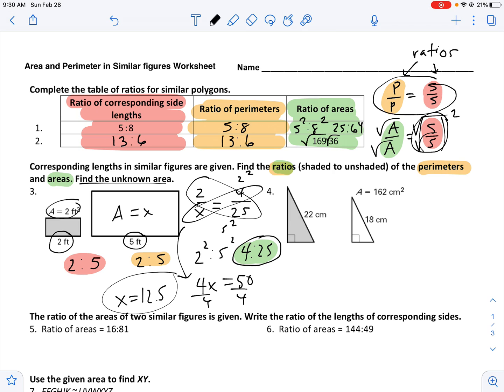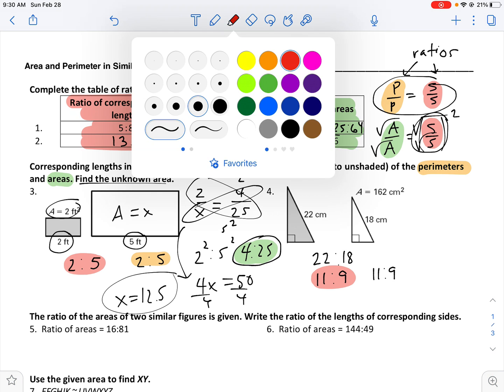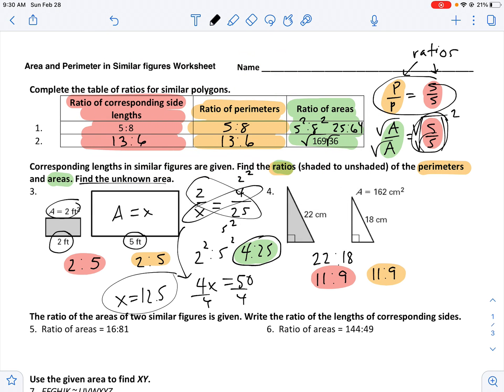All right, same thing here. Shaded to unshaded. So 22 to 18, but that reduces to 11 over 9. There is your side ratio. Perimeter ratio is going to be the same. And our area ratio is going to be 11 squared to 9 squared, which is 121 to 81. So there's your area ratio.